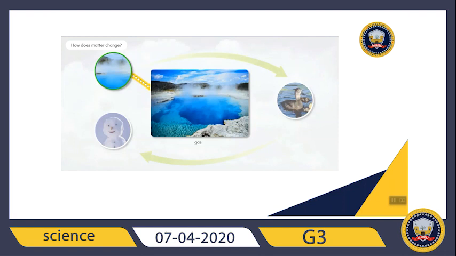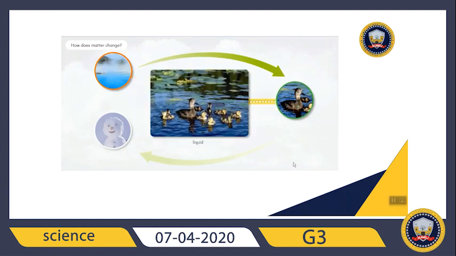And when liquid water becomes a gas below 100 degrees Celsius, it is called evaporation. This is the process that we call evaporation. Let's click on this photo to see what happens.